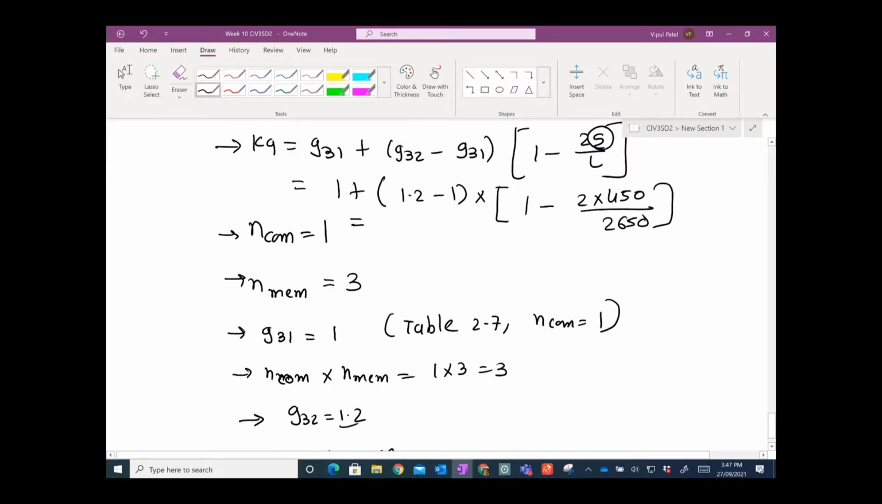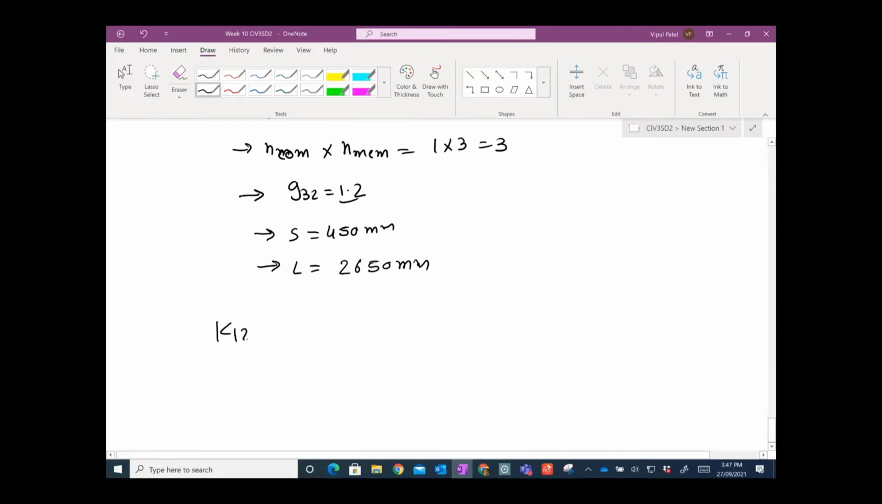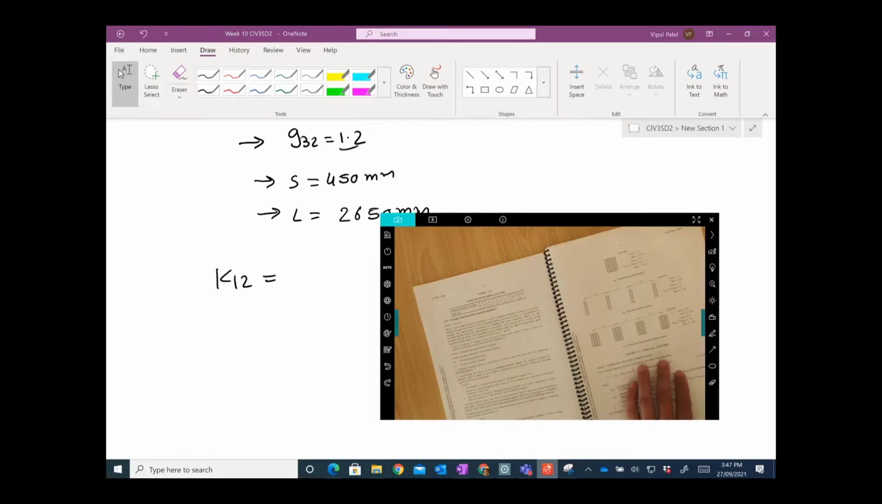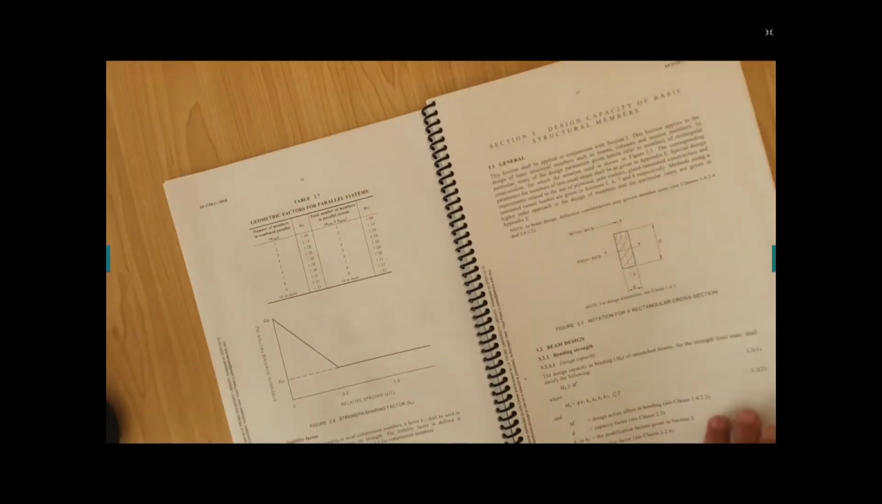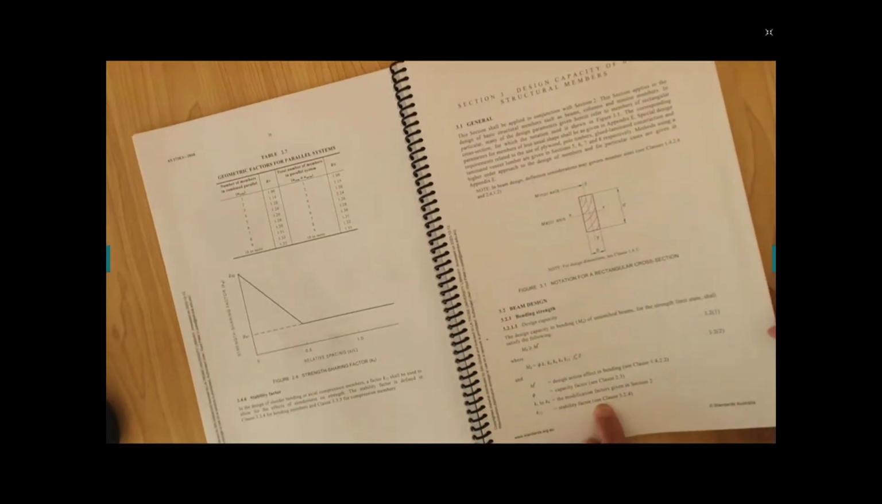So in that case, K9 we are going to get is 1.13 using the calculators. Now the last one, the buckling one, the lateral torsional buckling. For that buckling one, we have K12. K12 we call the stability factor, and it is given in clause 3.2.4.